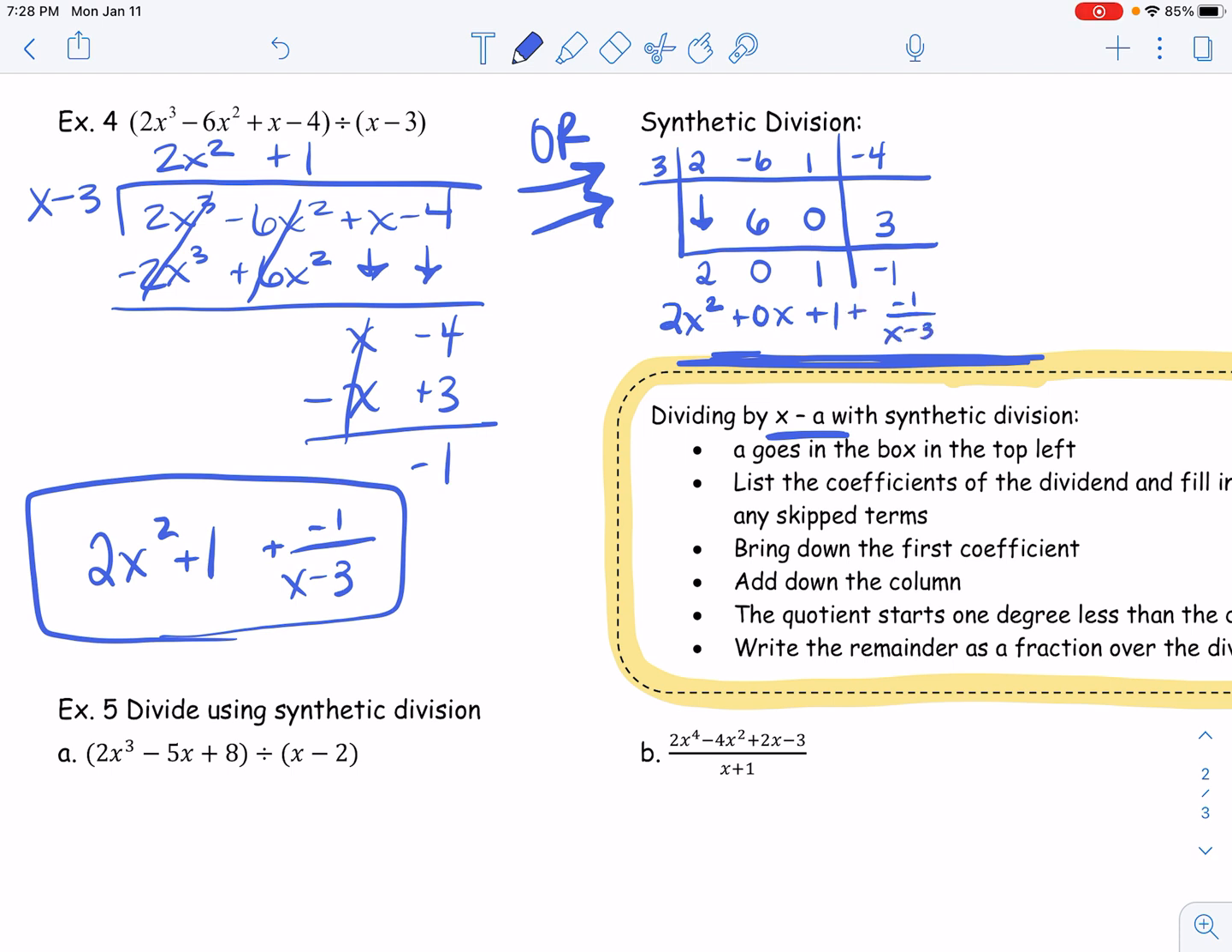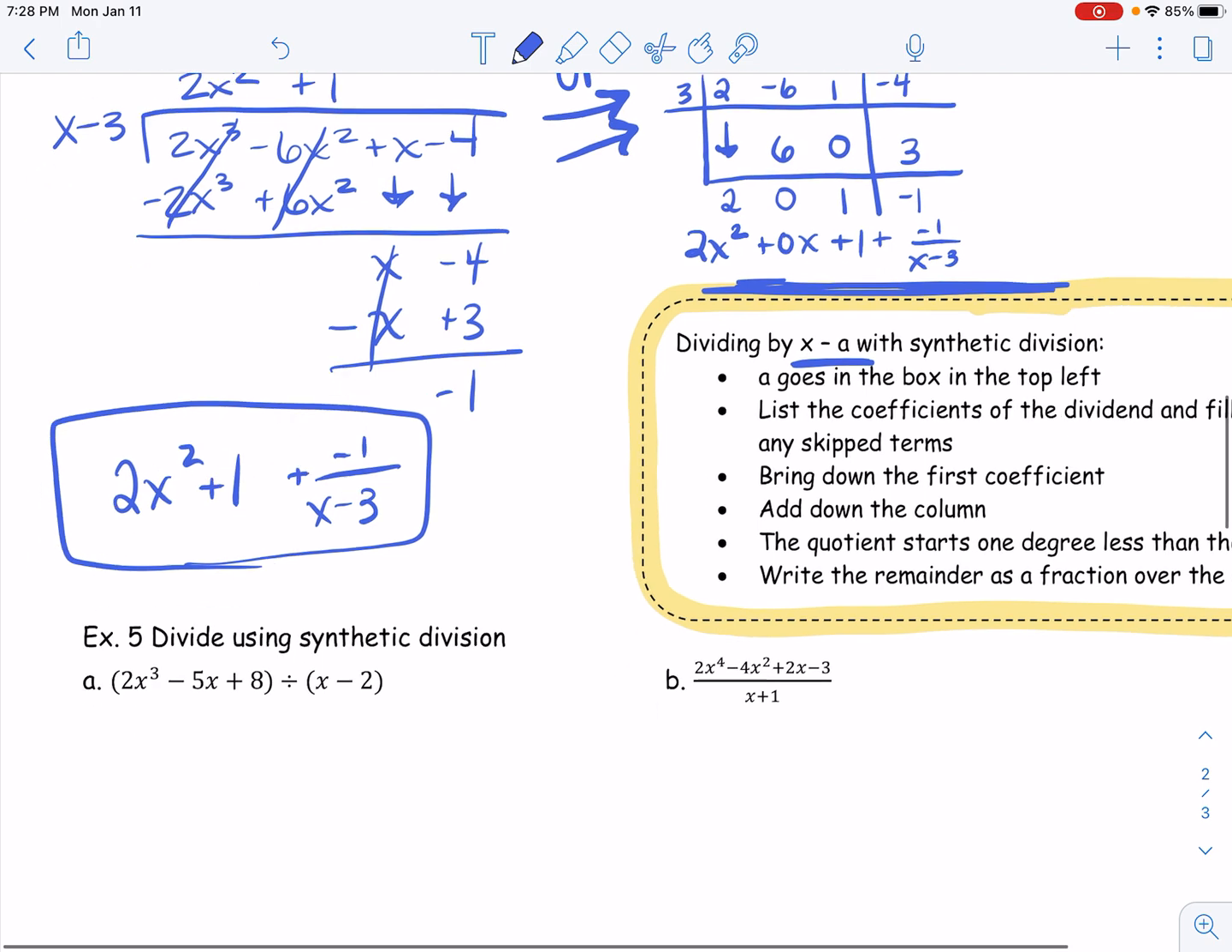Did we get the same exact thing? 2x squared plus 1 plus a negative 1 over x minus 3? Yes, we did. A little bit easier, a little bit quicker once you get the hang of it. Okay, so remember, you can only use synthetic division when you're dividing by a linear. It's x plus or minus a number. Okay, so let's try it again.